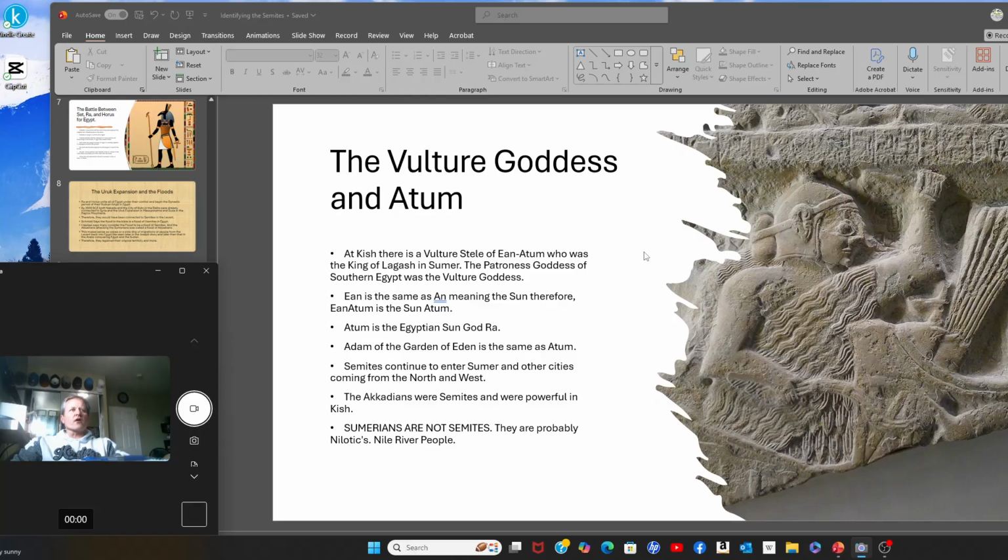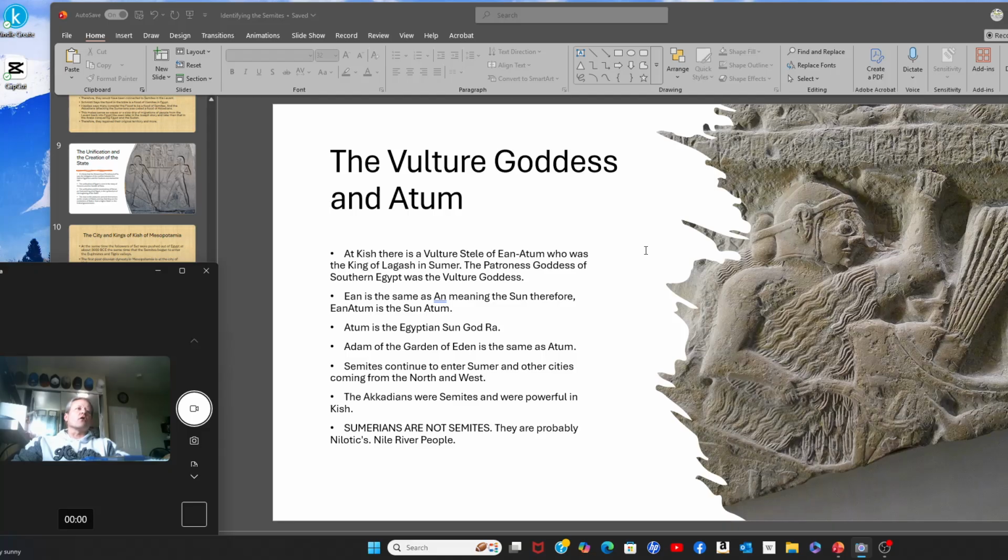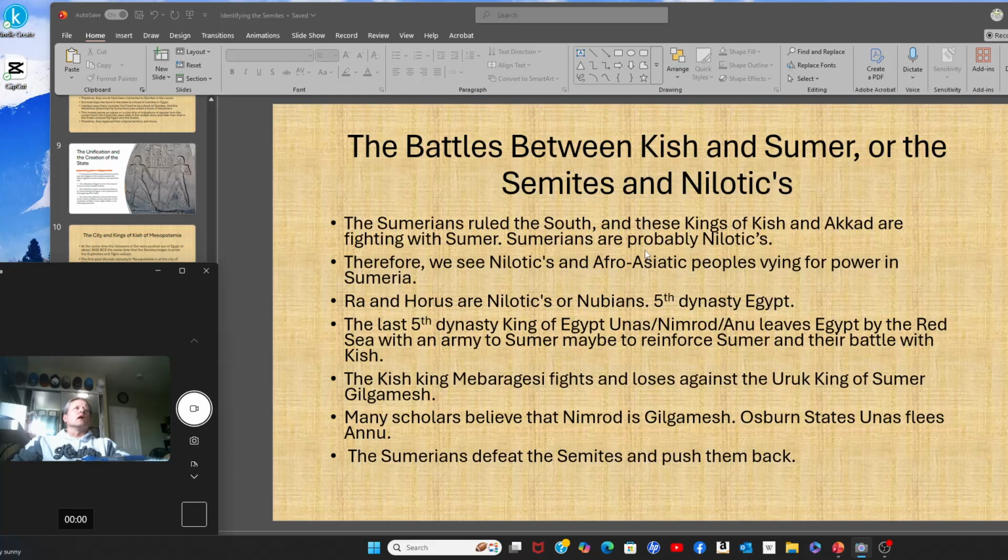Semites continue to enter Sumer and the other cities coming from the north and west. And the Akkadians were Semites and were powerful in Kish. Sumerians are not Semites. They are probably Nilotics or Nile River people. And in all actuality, we can call the Semites Nile River people as well. The battles between Kish and Sumer, or the Semites and Nilotics. The Sumerians ruled the south, and these kings of Kish and Akkad are fighting with Sumer. Sumerians are probably Nilotics. Therefore, we see Nilotics and Afro-Asiatic peoples vying for power in Sumeria.